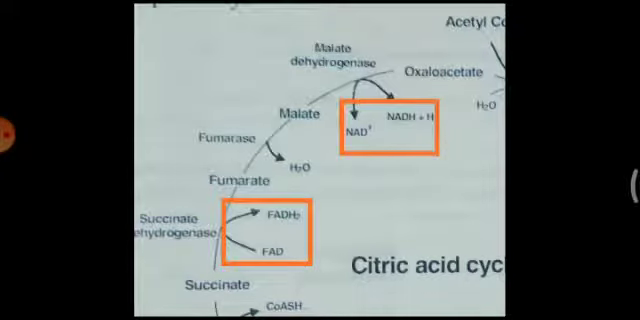And malate is converted back to oxaloacetate. NAD is converted to NADH plus H plus in the presence of the enzyme malate dehydrogenase. From malate hydrogen is removed, so the enzyme name is dehydrogenase. And since it is removed from malate, the enzyme name is malate dehydrogenase. Here also in this slide you can see orange boxes, that means it indicates energy molecules.